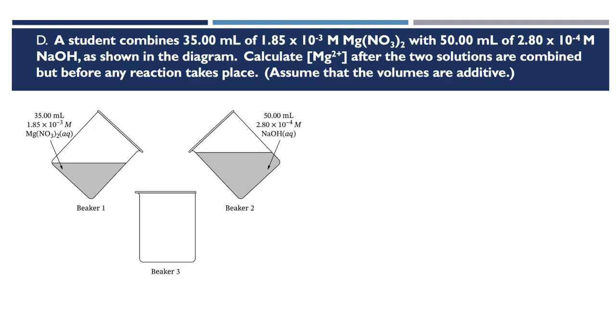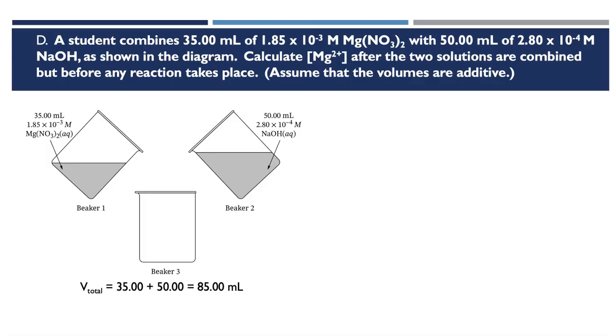Well, we're already told to assume that the volumes are additive, so we need to know the total volume. That's a pretty good clue there. So the total volume is the 35 mils from the magnesium solution and the 50 mils from the hydroxide solution for a total of 85.00 milliliters.